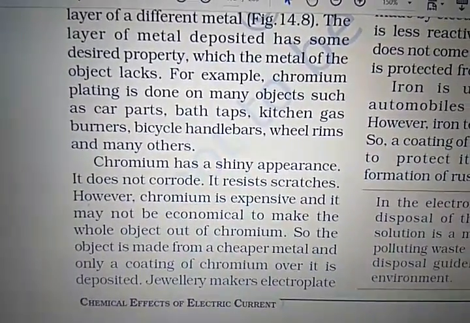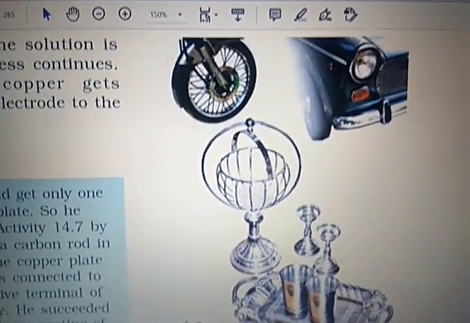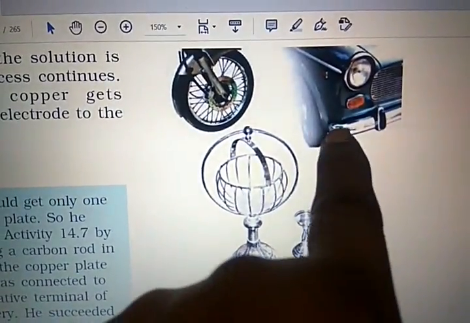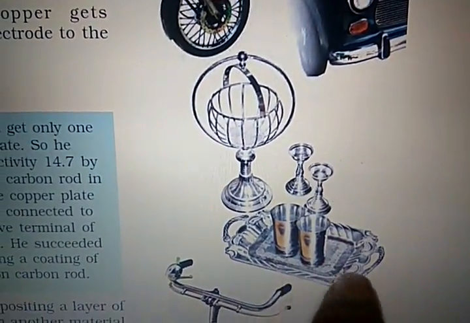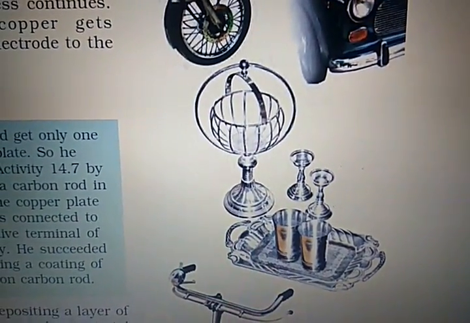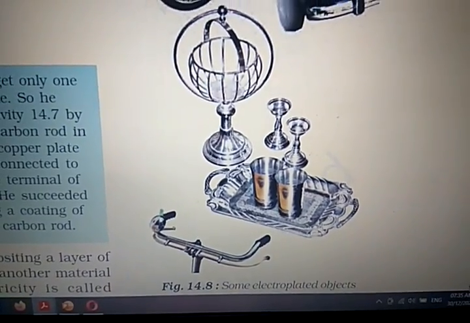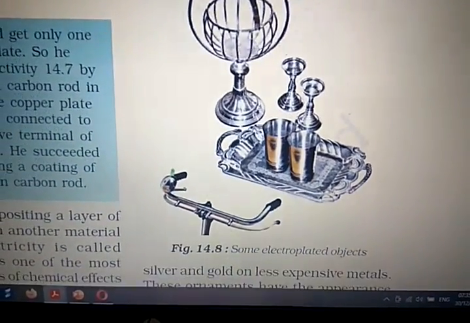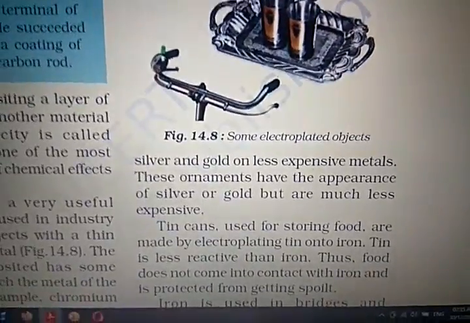Jewelry makers electroplate. Here you can find the electroplate of this car. Chromium is there. Here in the rim of the wheel you can find chromium, right? The things that we use in our house are also electroplated by chromium. This cycle bar is also electroplated. So these are the applications of electroplating objects. So silver and gold on less expensive metals, right?